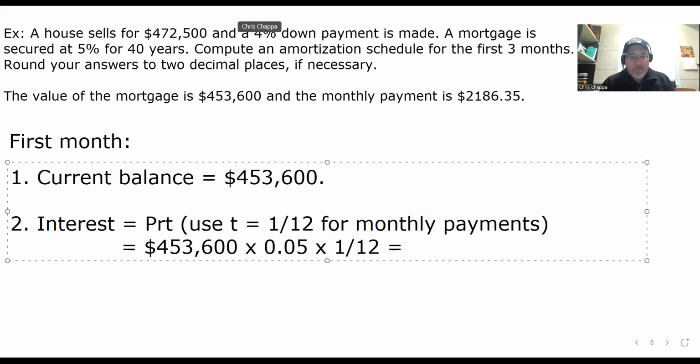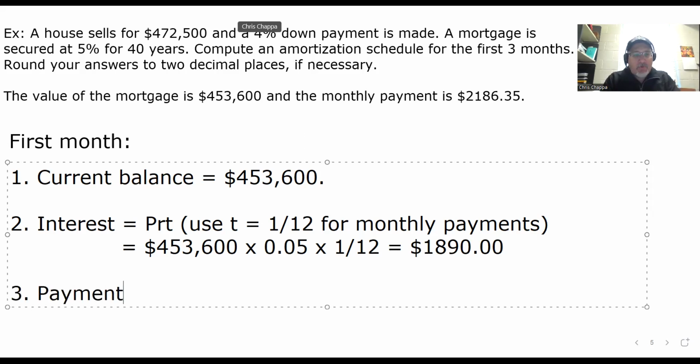All right, so 453,600 times 0.05 times 1 divided by 12, because the fraction is just a division problem, to the nearest cent, well, it actually comes out to be a whole dollar number amount, $1,890 exactly. So what does this mean? This means during the first month of this mortgage, this is how much interest I owe. This is what the bank's going to take out of my payment, which brings us to the third part.